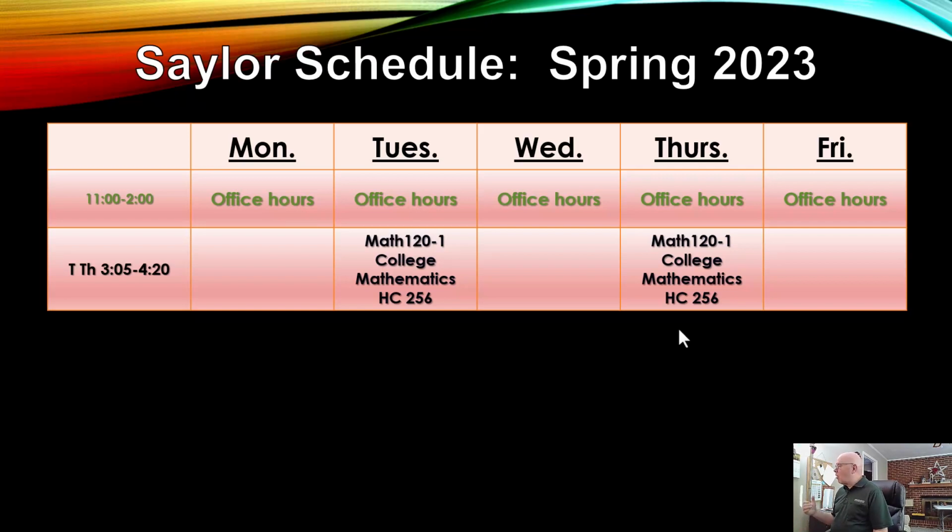Otherwise, I could be down the hall or somewhere, and you might think I'm not in the office, where actually I am. I'm just running off tests or doing something special. So, your class is the only one I've got, Tuesday and Thursday, from 3:05 to 4:20, room 256 in the Launch Center. If you have any trouble finding it, give me a call. You've got my phone number, 580-3748.